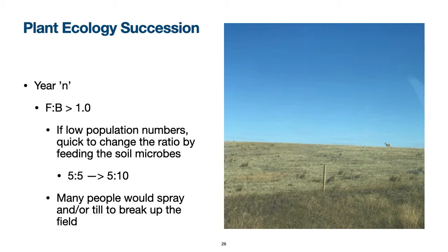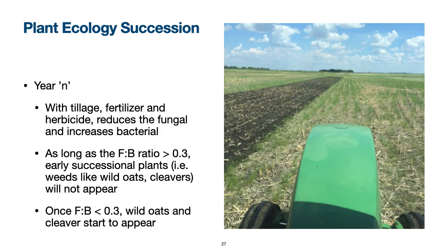Other ways we can boost that bacteria is we go break it up because it's tired. So with the tillage, fertilizer, and herbicides, that all reduces the fungal component in your soil and increases your bacteria. So that balances out, gets you down into that 0.6, depending on how intensive you get. But as long as that fungal to bacteria ratio stays over 0.3, those early successional plants will not appear. Once you drop below 0.3, wild oats and cleavers start to appear.